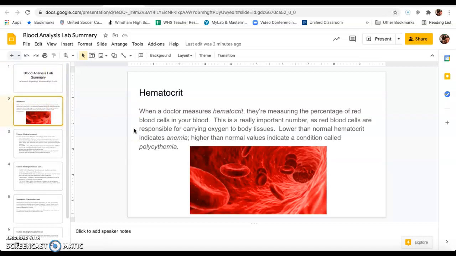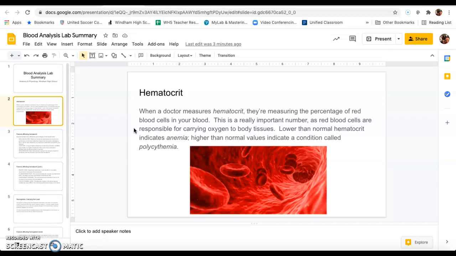So the first thing that you had to measure in the first test was a quantity called hematocrit. And when a doctor measures hematocrit, like you see on the screen, they're measuring the percentage of red blood cells in your blood. Typically, this will be somewhere just under 45%, as plasma makes up about 55% of the blood, and about 99% of the blood cells in your blood are actually red blood cells. They're by far the most abundant cells in your bloodstream.